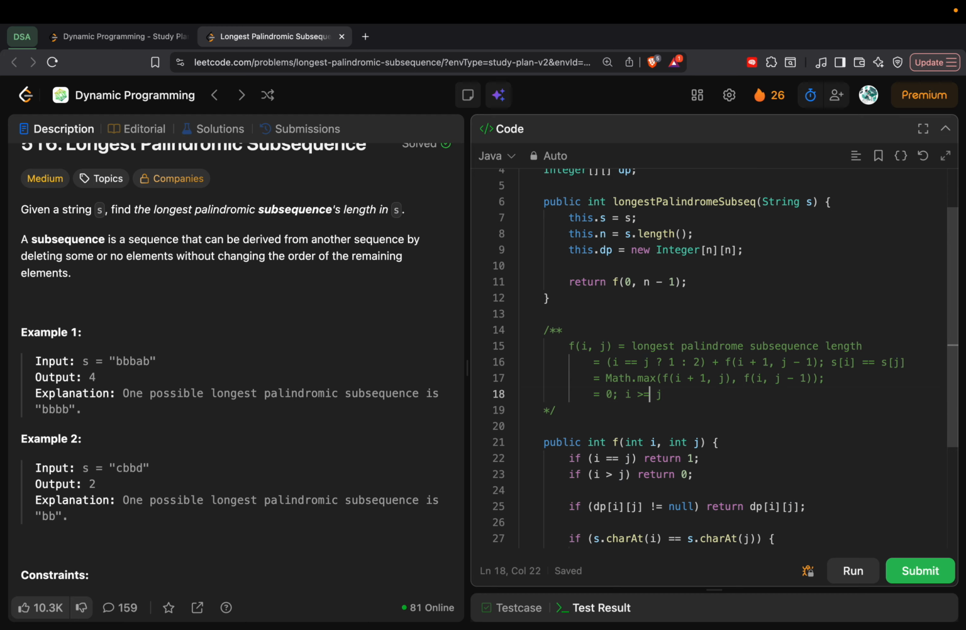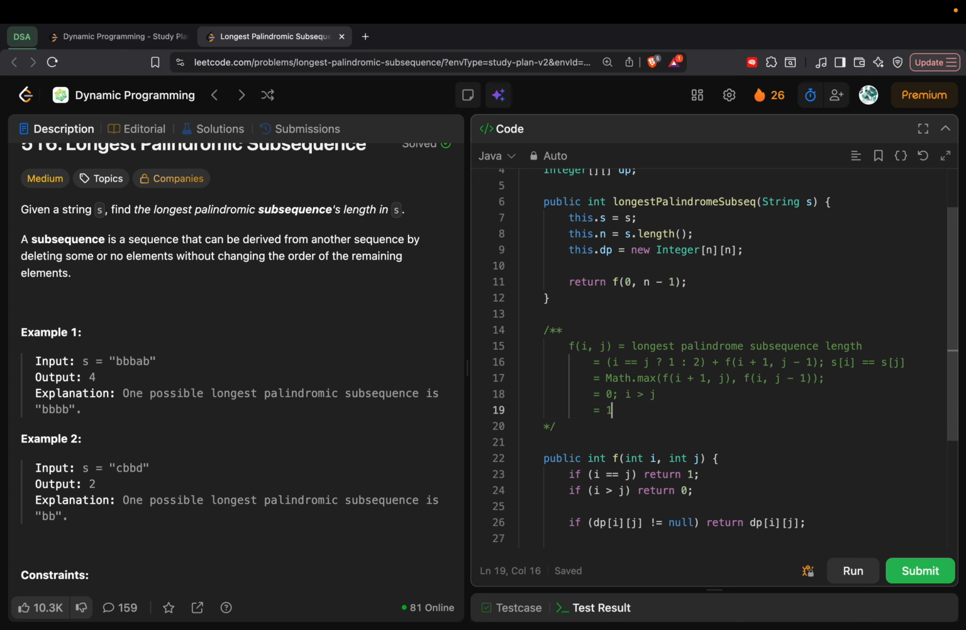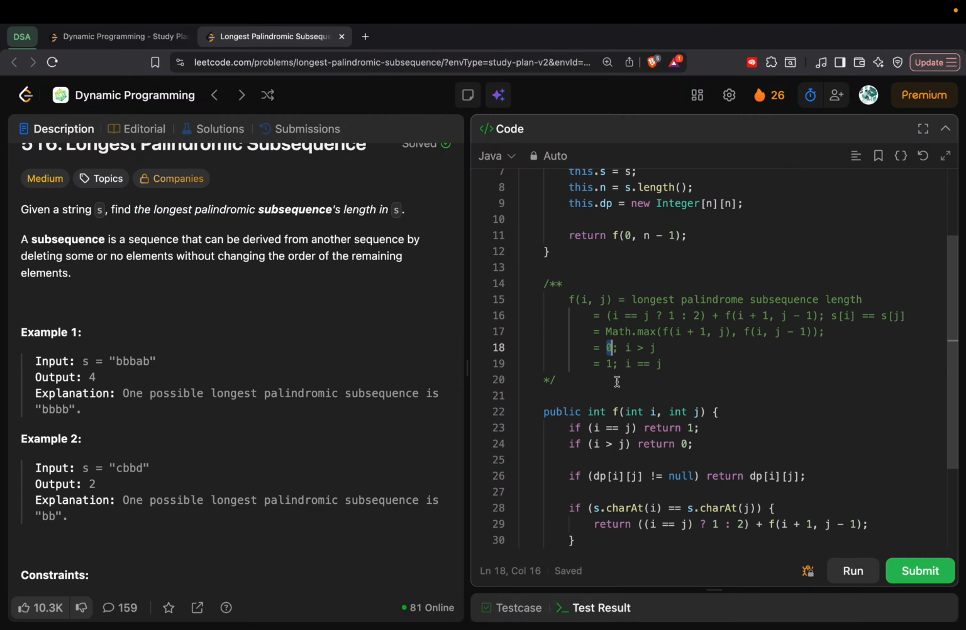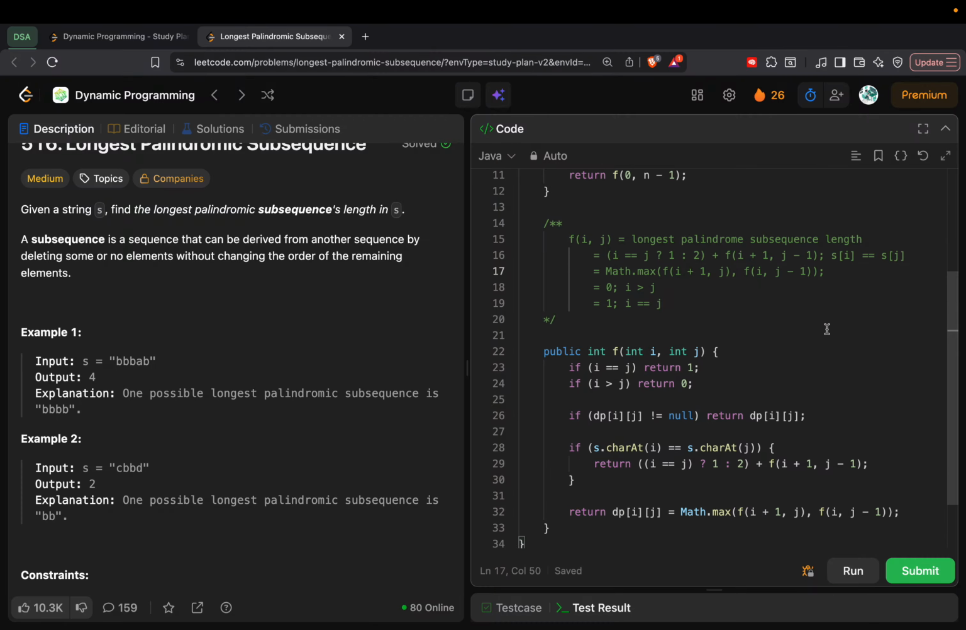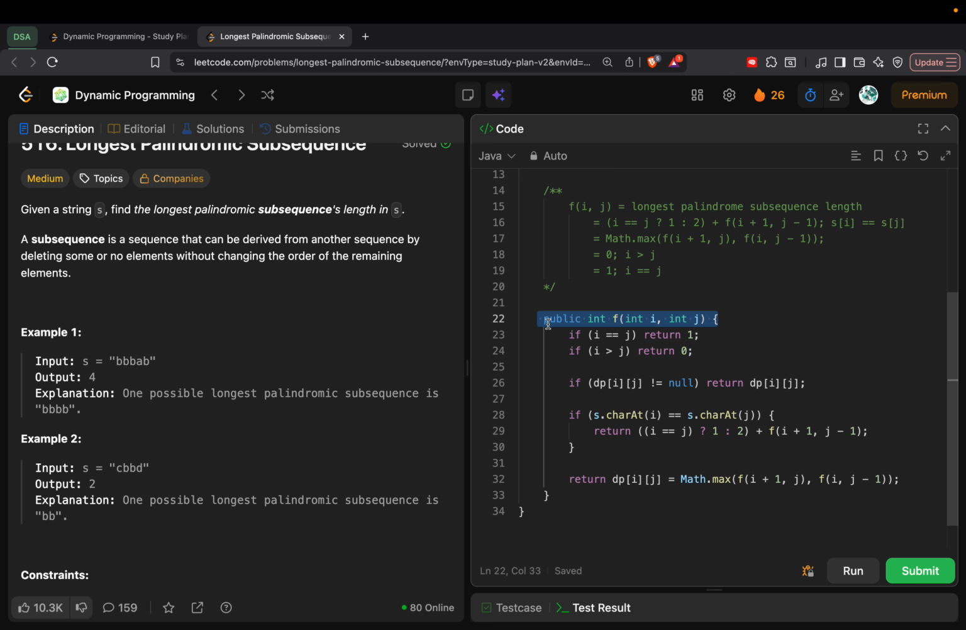If i is equal to j, that means only one character will be contributing, and if i exceeds j, then nothing will be contributing. So these are the base cases, and these two are the recurrence relation. I just coded the same thing using recursion. The function f takes both i and j, if i is equal to j, then one character will be contributing. So 1 to 1 is basically one character which is contributing as a palindrome.